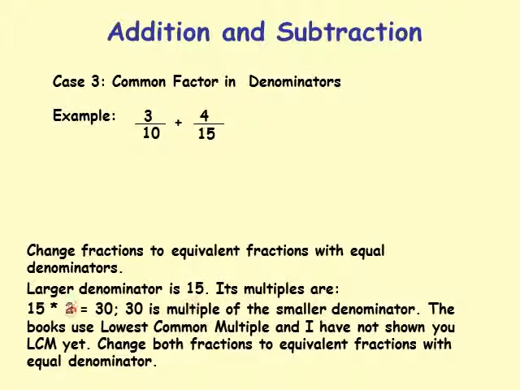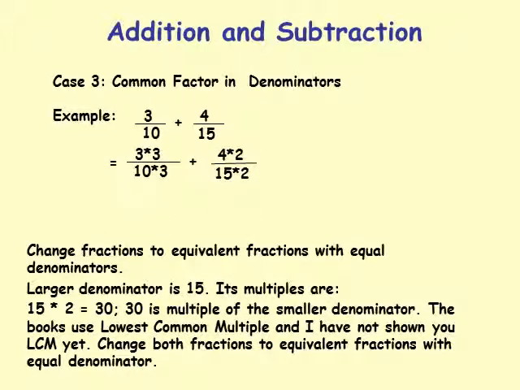Its multiples are 15 times 2 is 30, and 30 is a multiple of the smaller number's denominator. The books use the lowest common multiple, and I have not shown you LCM yet. Change both fractions to equivalent fractions with equal denominators. Okay, let's see what happens.